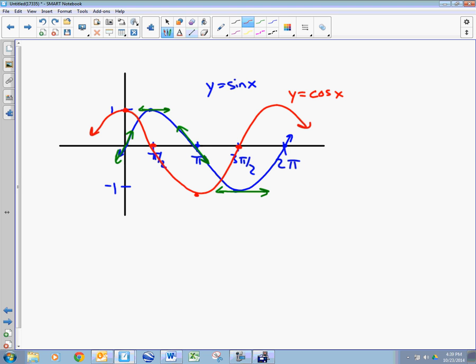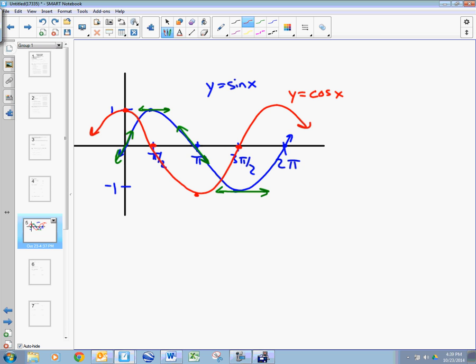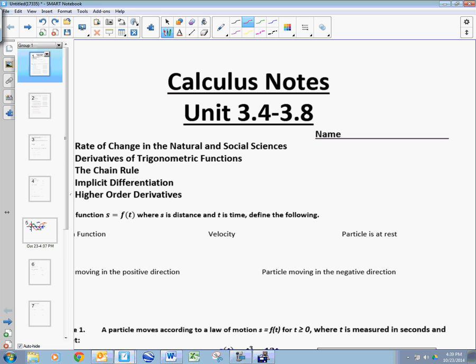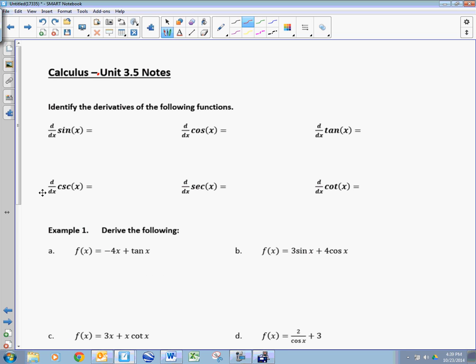We can show you the proof. It's rather long and involved. It's really neat, and I would like to show you guys on Monday. But for right now, let's just write them down. So the derivative of sine is in fact cosine.